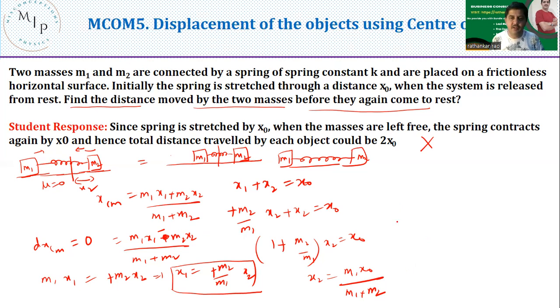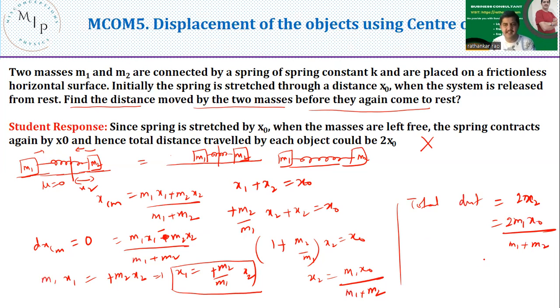So therefore, the total distance traveled is equal to 2 times x2, which should be 2 times m1 x0 divided by m1 plus m2. Now let us take a special case of putting m1 equal to m2, which means I'll put the same mass. What will happen? I'll get this as 2 times m1 divided by 2 times m1 into x0, which means this will travel a distance of x0.